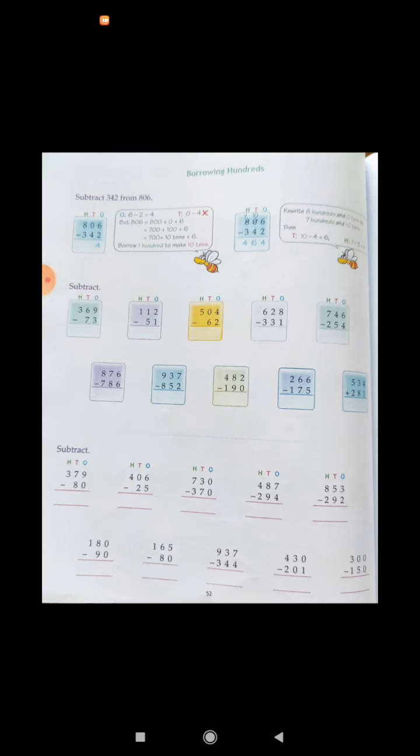Now next part, next exercise, do more practice. 379 minus 80. 9 minus 0 is 9. 7 is less than 8. Take borrow from 3. Here will be 17 and here will be 2. 17 minus 8 is 9 and 2 minus 0 is 2. The answer is 299.